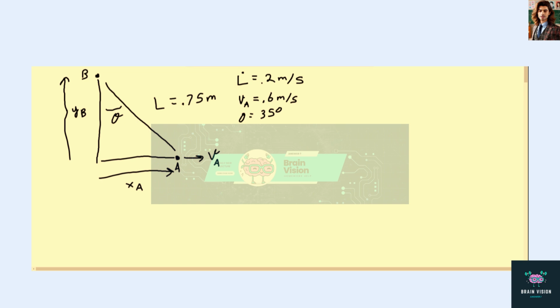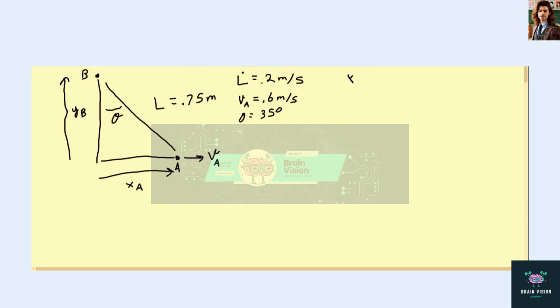The velocity of A is 0.6 meters per second. Theta is 35 degrees initially. We want to find the velocity of B here. So to do that, we'll have to do a little bit of geometry first.